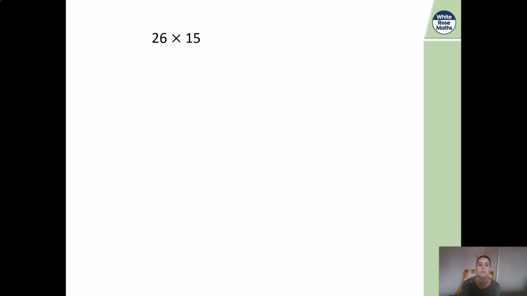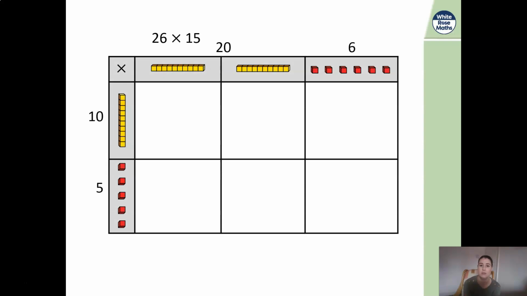So let's consider this sum, 26 multiplied by 15. We're going to use our base 10 equipment to help us today. Now, this is going back to the skill we learnt on Friday. We're going to partition our numbers. So here you can see I've partitioned 26 into 20 and 6 and our 15 into 10 and 5. Now, we know that the order doesn't matter because the numbers are getting bigger because we're multiplying.